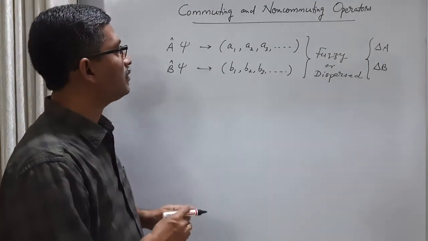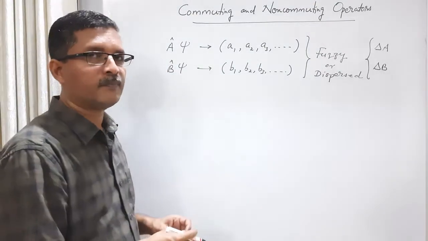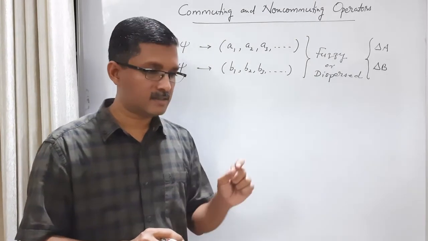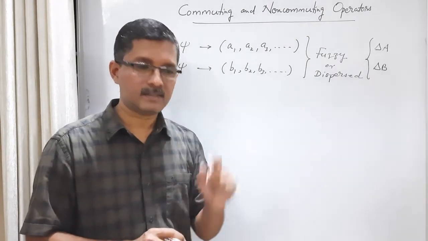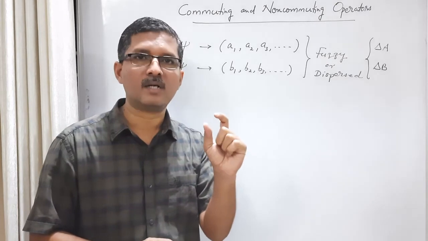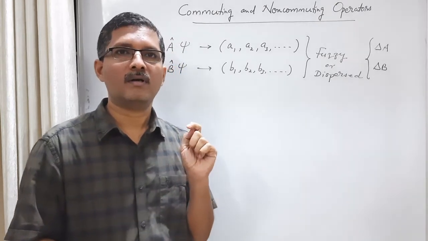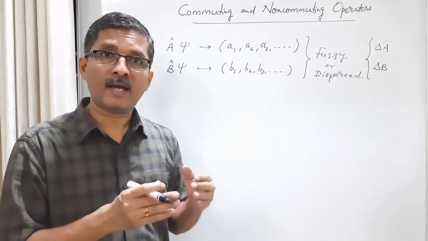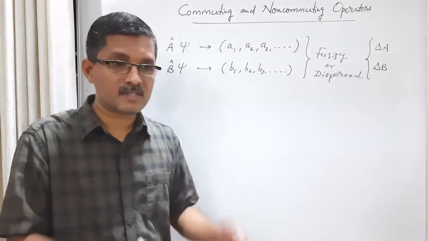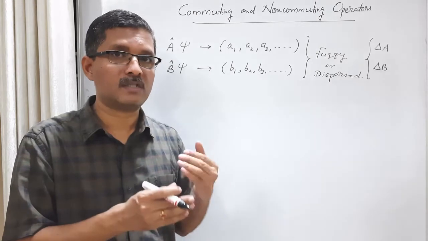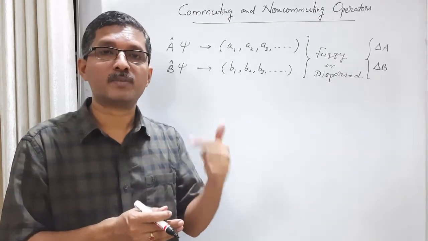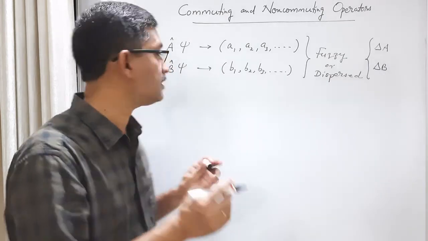Let us consider another possibility as before. What happens when we sequentially measure A and B in the same member of the ensemble? Take one single member of the ensemble and measure A and B in the same state, in the same member of the ensemble, not just in the same state. We are taking the same member of the ensemble and first measure A and then measure B. What happens? Let us see.